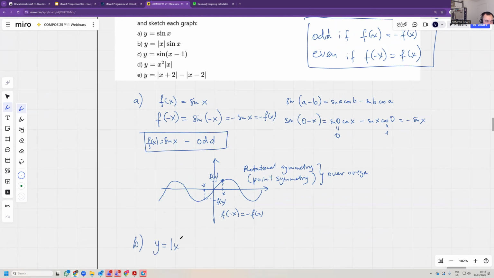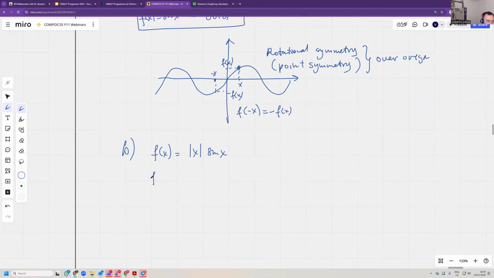Next one. b, y is modulus x sine x. F of x is modulus x sine x. So we substitute negative x. F of negative x is equal to modulus of negative x sine of negative x. Well, modulus of negative x is the same as modulus x, so you can just drop the minus, because modulus of negative 3 is the same as modulus 3. And we already know that sine of negative x is minus sine of x, which is negative f of x. So that's also odd.